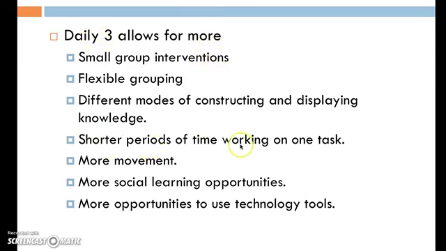Shorter periods of time working on one task. I think this is really good for everyone's concentration level. I have 3rd grade, so concentrating sometimes can be challenging for us. But I feel like even with older students, it's hard to concentrate for a long time. More movement. Again, every time we move stations, you get up, get the blood flowing, which is good.